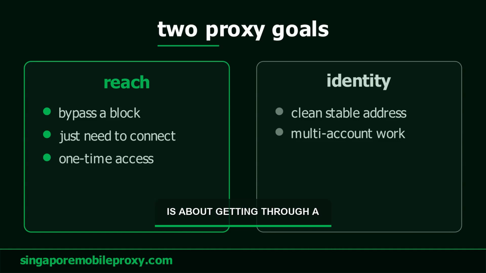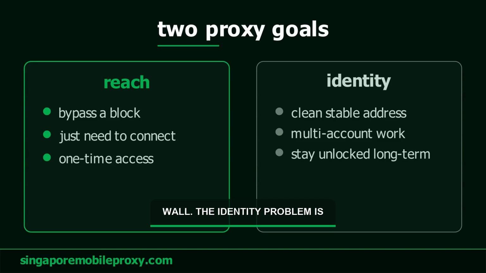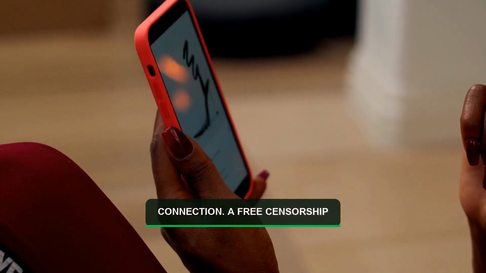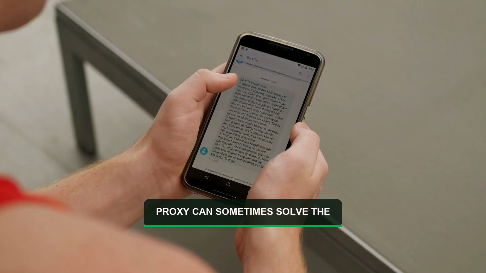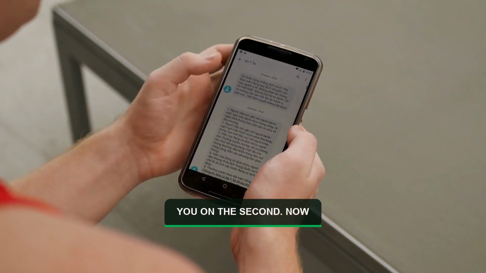The reach problem is about getting through a wall. The identity problem is about looking like a normal, separate person on a trusted connection. A free censorship proxy can sometimes solve the first; it will actively hurt you on the second.